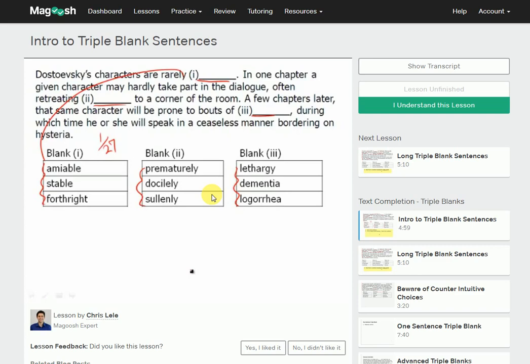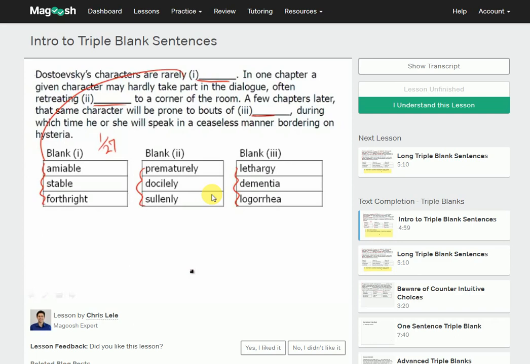So what you'll see here is that this three blank text completion has three sentences. That, however, is not always the case. These are some variable beasts here. We have a one sentence, three blank text completion, as you'll see, a two sentence, three blank text completion, a three sentence, and even a four sentence, three blank text completion. So a whole lot of variety going on. But strategies are very much the same.